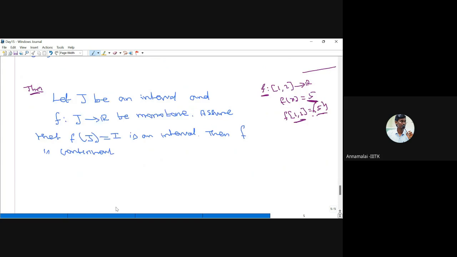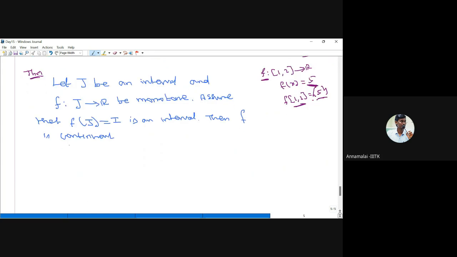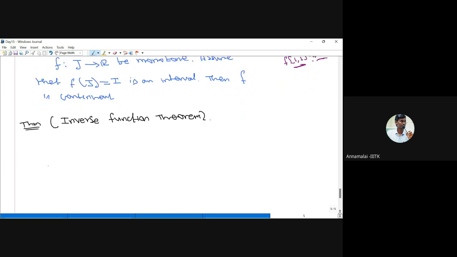Now, one more theorem is the inverse function theorem. So the theorems are very important. You have to use these theorems to solve the problems. So the next theorem is called the inverse function theorem. That is, when a continuous function has an inverse, that f inverse exists and that should be continuous.